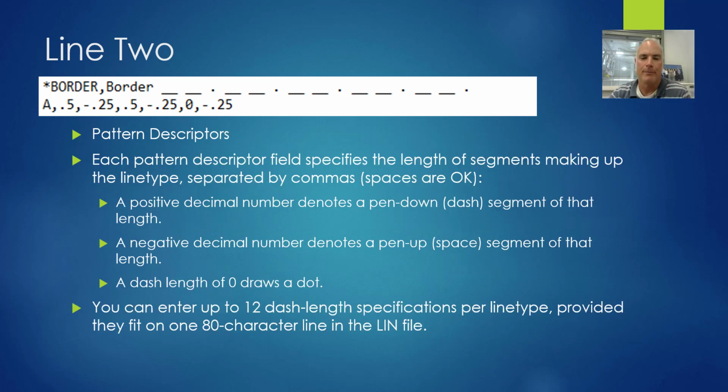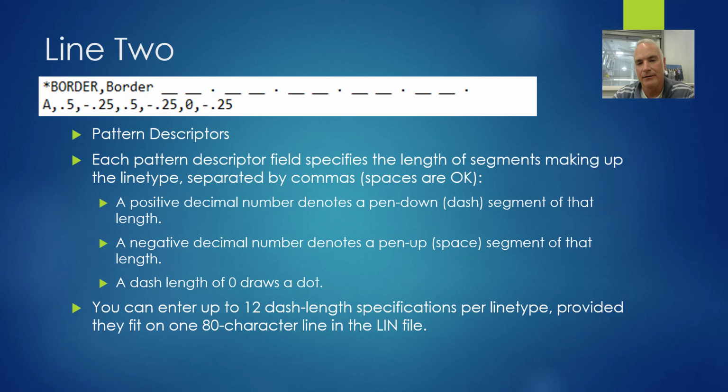After that, you have your pattern descriptors. Positive numbers represent pen down. The pen is moving and it's putting ink on the page. A negative number represents pen up, meaning the pen is moving but it's not putting ink on the page. And then a 0 draws a dot. You can have up to 12 dash length specifications per line type, as long as they fit within an 80 character line in the .lin file.